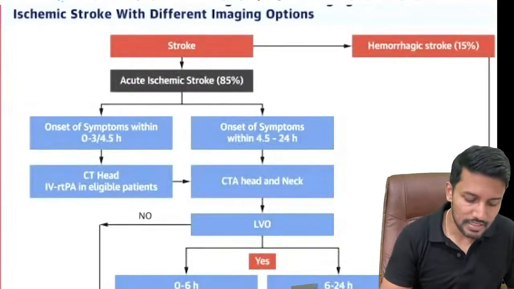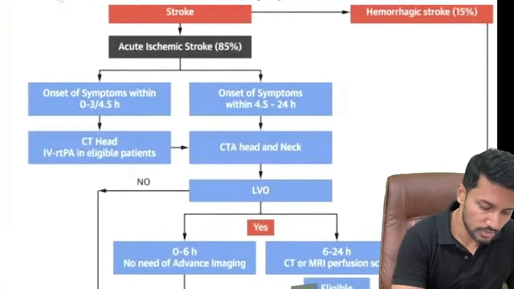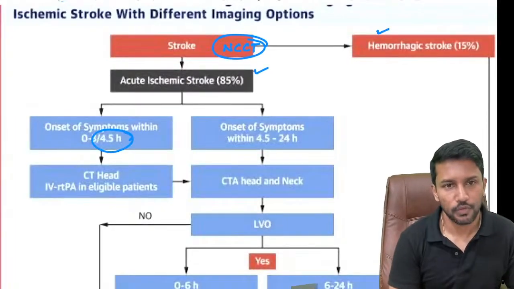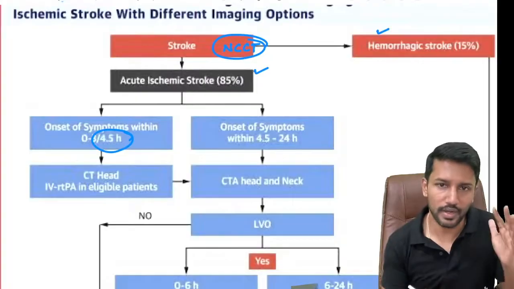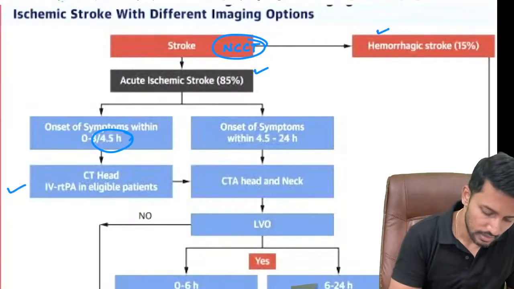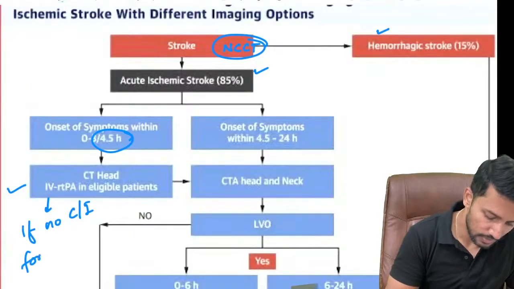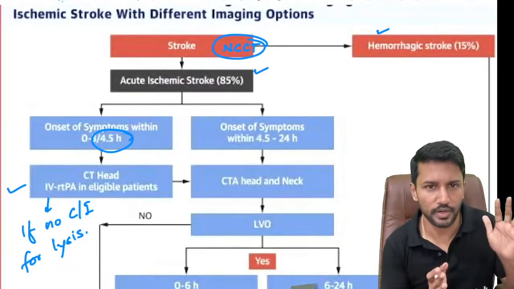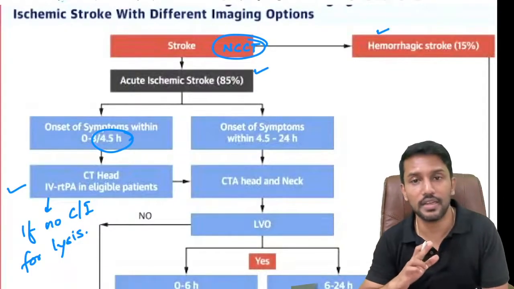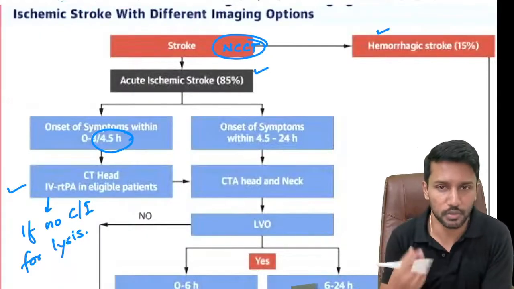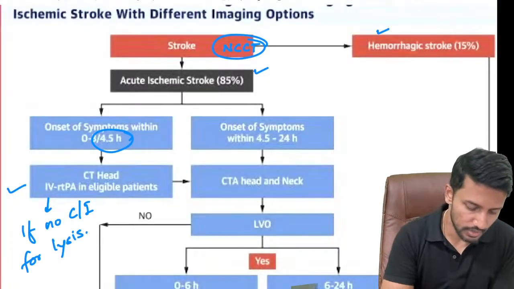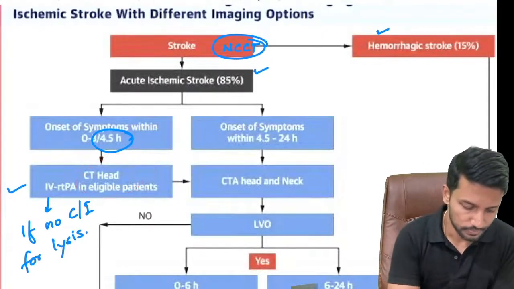Okay. If it is ischemic stroke and the onset of symptoms is within 4.5 hours, we will go ahead and do the thrombolysis if there are no contraindications for lysis. I've just given you the list of contraindications for thrombolysis. But the story doesn't end here because thrombolysis is not the best treatment. What is the best treatment? Mechanical thrombectomy. We do not want to waste time. That is why we will go ahead and do the thrombolysis.